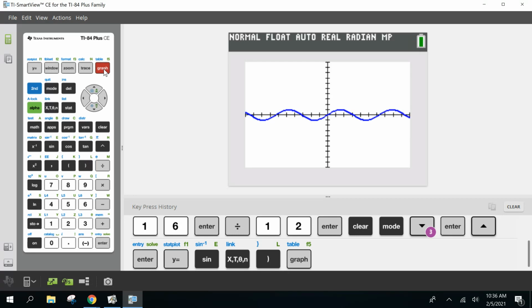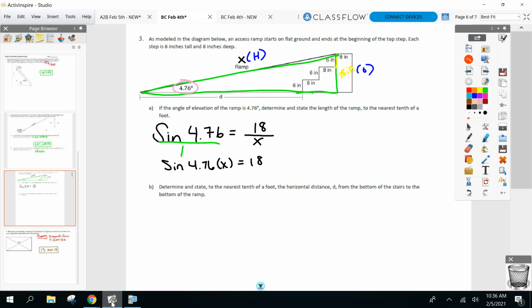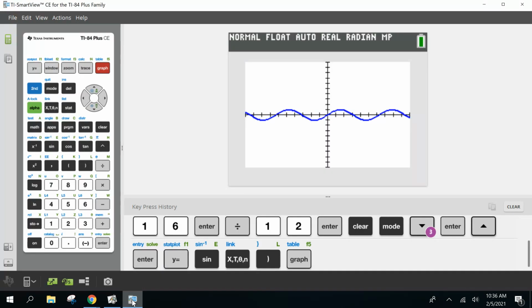It's a graph. There's your sine curve. So when you type in, what's the sine of 4.76? Here's what your calculator does. It goes on the x-axis to wherever 4.76 is, finds that y value, and that's the number your calculator produces.